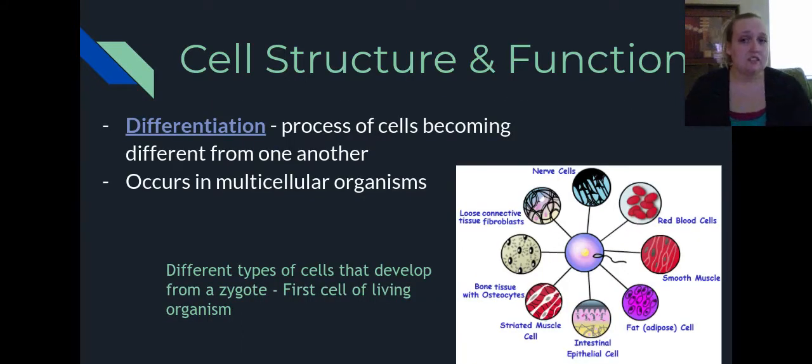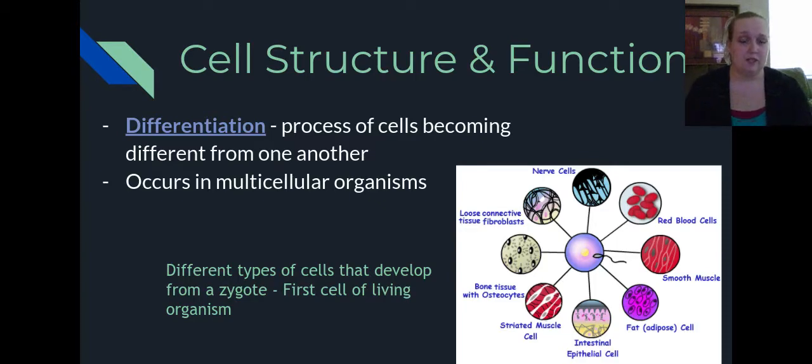There's a process called differentiation. This is where a single cell can become different from one another. So when an organism develops, the first cell that we start with is called the zygote. So that's when the egg and sperm join. You start with a zygote. The zygote then goes through a process of mitosis and forms different types of cells. And then these cells go through differentiation.